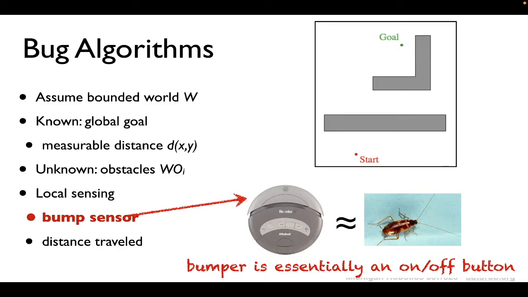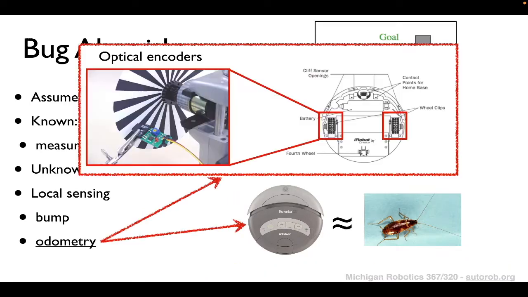And for the distance traveled information, we can use odometry. So for example, on the Roomba iRobot, or typically on most wheeled robots, you'll have some sort of optical encoder built into the actual wheel motors that could tell you how far the robot has traveled over the course of its current navigation. And so these will be the two forms of sensing that these algorithms have access to.